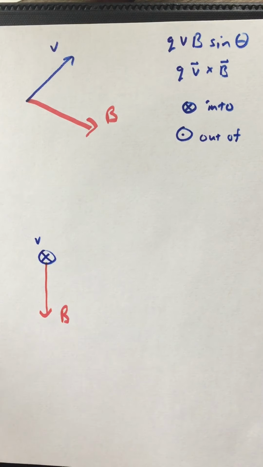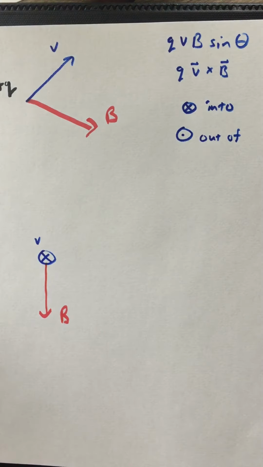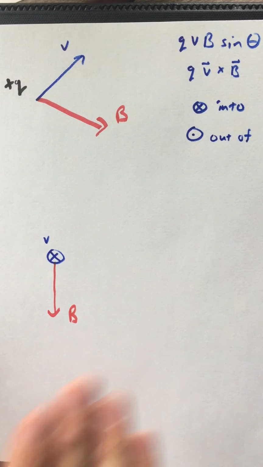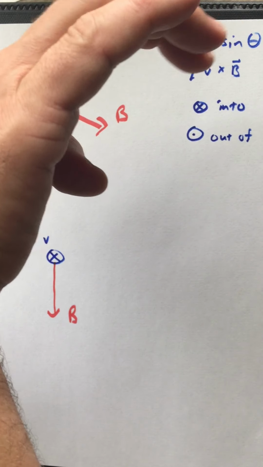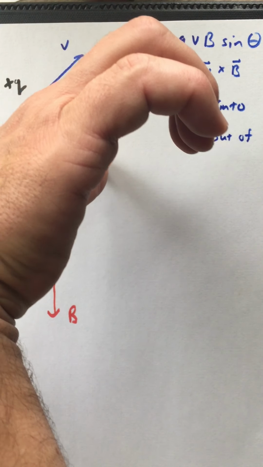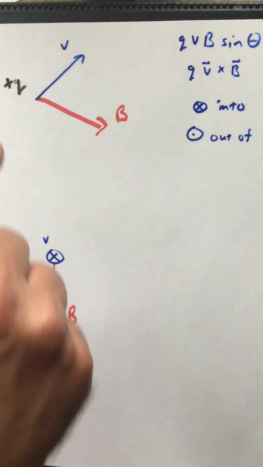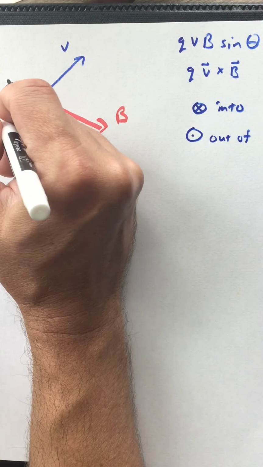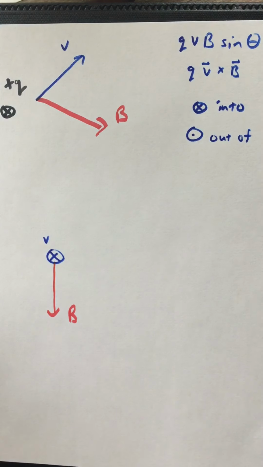So notice, if this charge is positive, we'll say that this is some positive Q, right? If this is some positive Q, fingers in the direction of v, curl them into b, stick out my thumb, check the sign of my charge. Oh, it's positive, I do nothing. That means the force is directed into the page, and that will look like this. That will be the force on the particle.